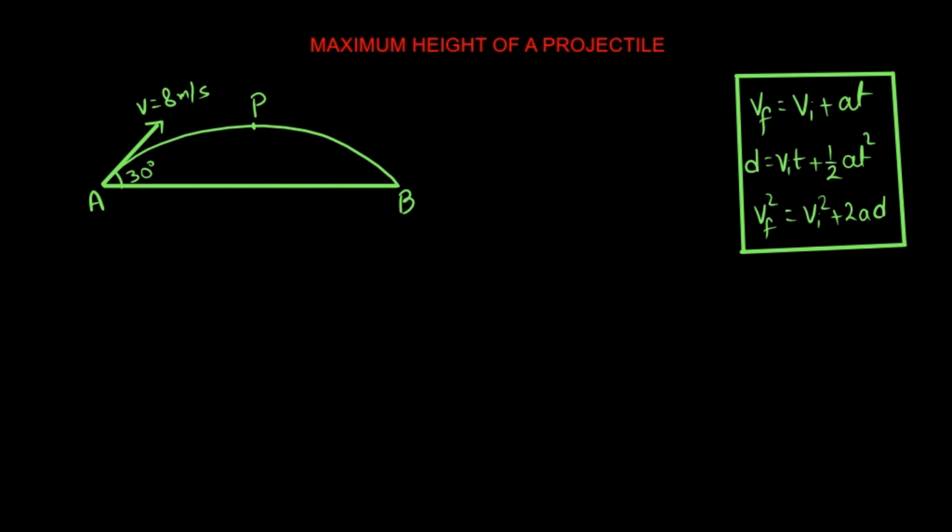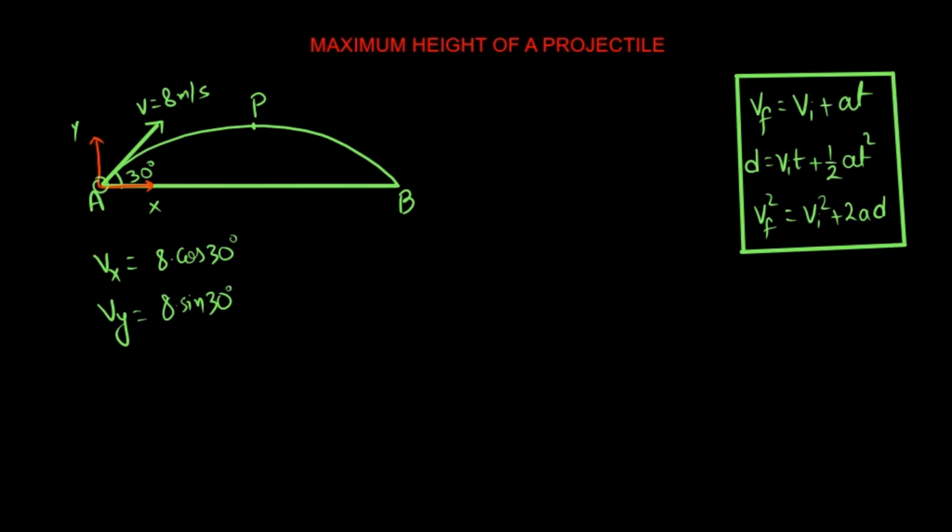In projectile motion, we always resolve the components. We write x and y. We have the x component of velocity as 8 cos 30 degrees and the y component as 8 sin 30 degrees. Let's start at point A.